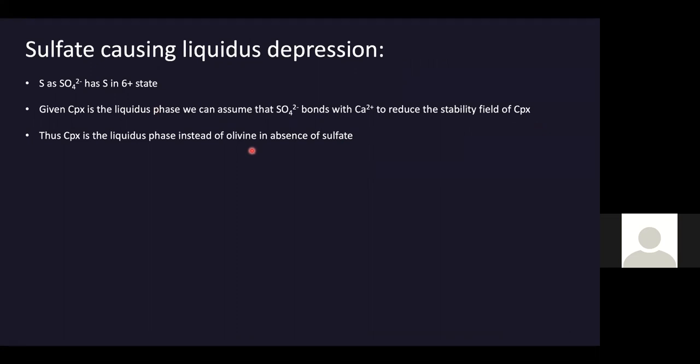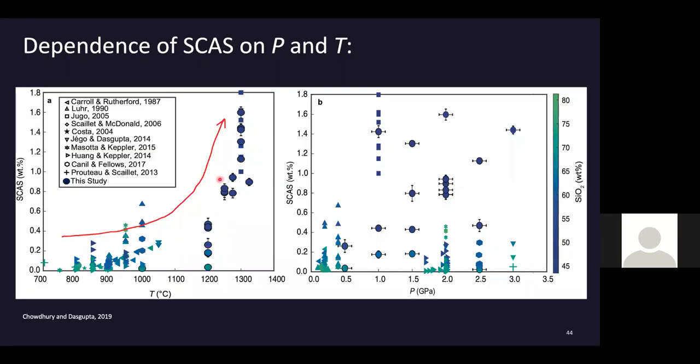a basalt, we try to look at the SCAS experiments and look at the SCAS values measured using electron microprobe. When we see how SCAS behaves with pressure and temperature, we see that with increasing temperature, SCAS increases. However, with pressure, SCAS has not much effect.